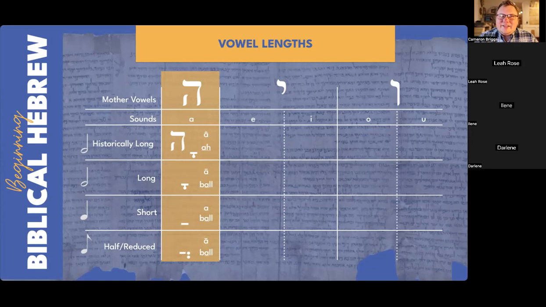We haven't learned these three yet, but we'll get to them in a couple of weeks because they carry some different grammatical issues that we'll need to tackle a little bit later. I think it would be too much to dive into those tonight. So each of these columns has four lengths. There's the historically long and the long. There's the short and then the half, or the reduced. So basically, just think about it in a musical sense. We've got half notes, quarter notes, and eighth notes.